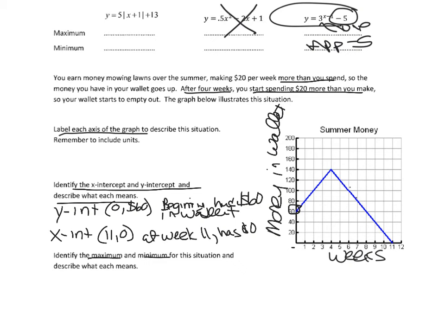Identify the maximum and minimum for this situation. Now this situation, yes, it has a maximum here. He can't go below time, right? So this is an end point, so it does have a minimum. Okay, it's kind of like you've got a solid circle here. All right, so the maximum was at 4 weeks.